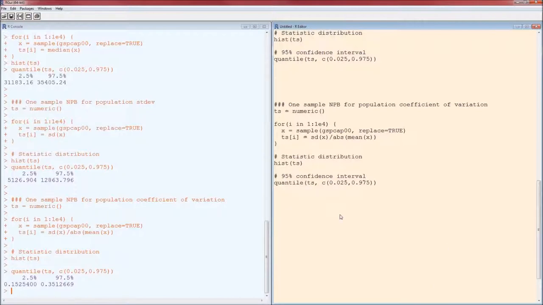Notice that non-parametric bootstrap for one sample confidence intervals are very, very similar to each other. The only thing that really changes is the statistic that you're measuring.